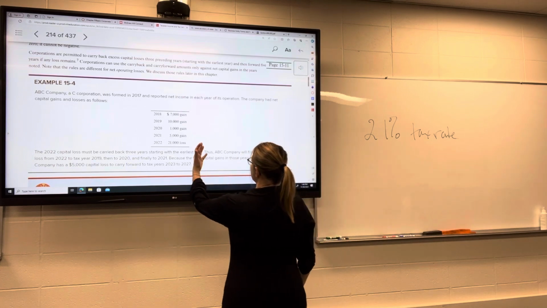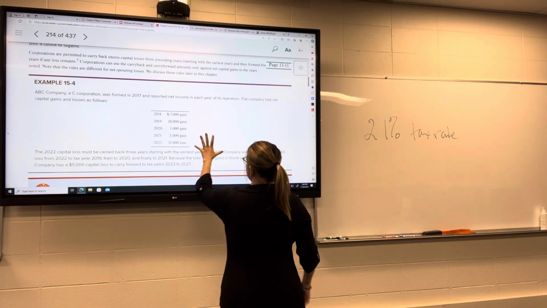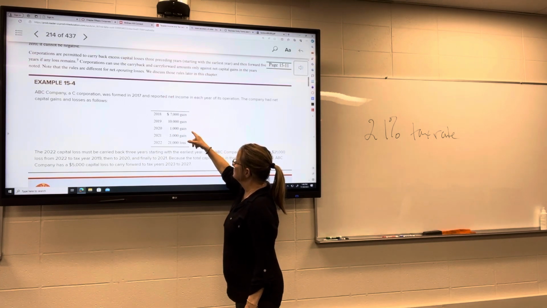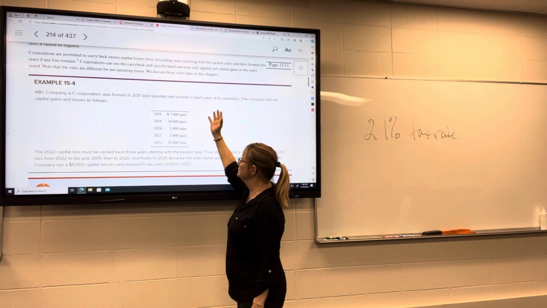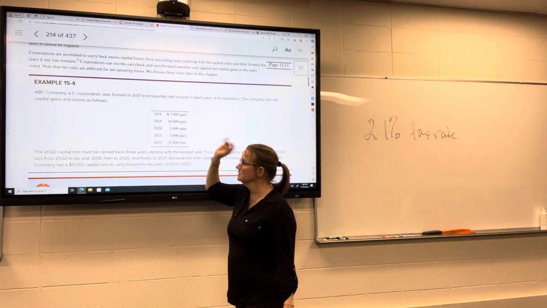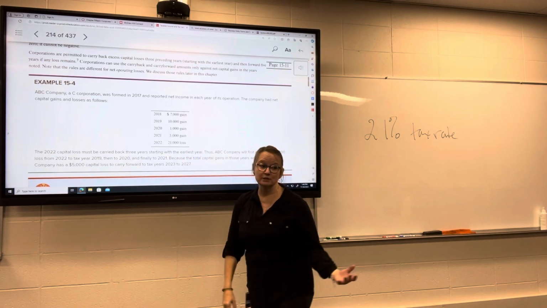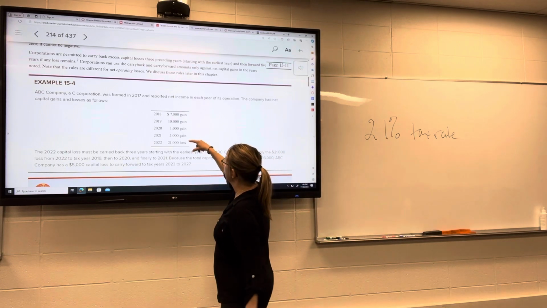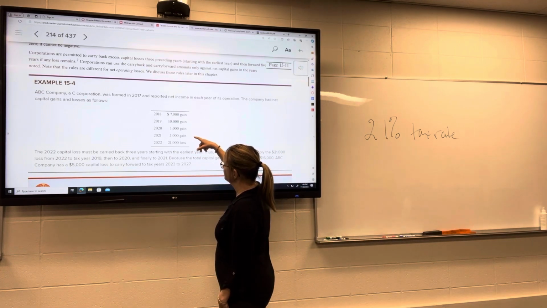It had a gain. These are capital gains. 7,000, 10,000, 1,000, 5,000. So gains in all those years, and then boom, 2022. They had a $21,000 capital loss. What they would do is they would take, so they go back 3 years.